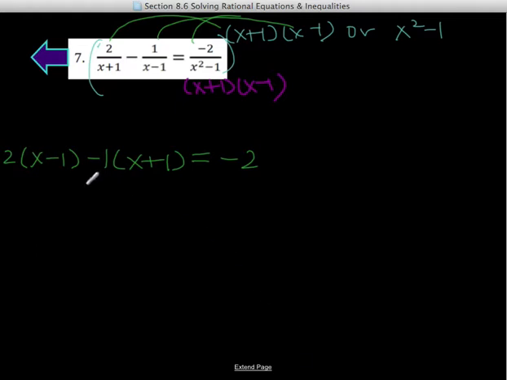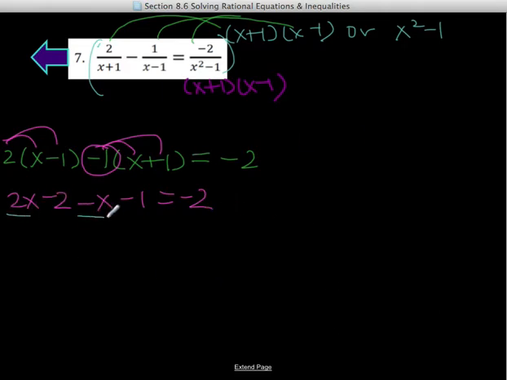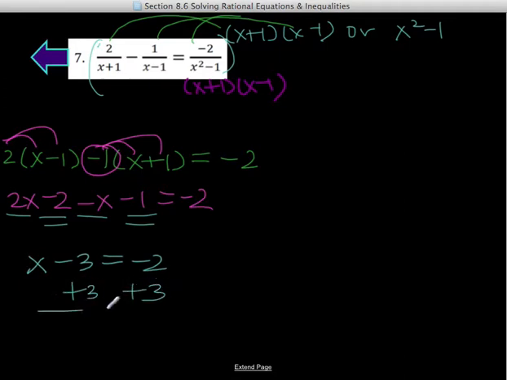Now it's nice and easy. I'm just going to solve from here. I distribute my 2, so I have 2x minus 2. Distribute the negative 1, so I have negative x minus 1 is equal to negative 2. I combine my like terms. And then I would add 3 to the other side. So we will get that x is equal to 1.